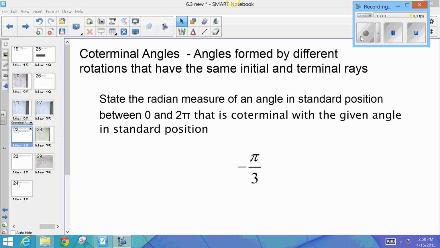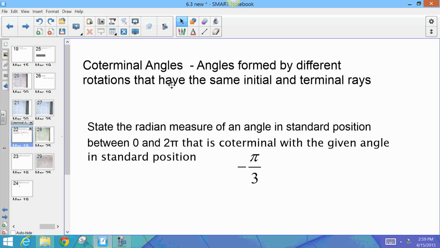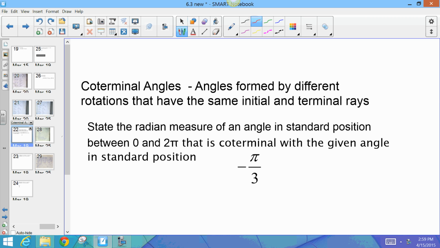This is pre-calculus, notes on section 6.3. Okay, and this is 6.3, coterminal angles.